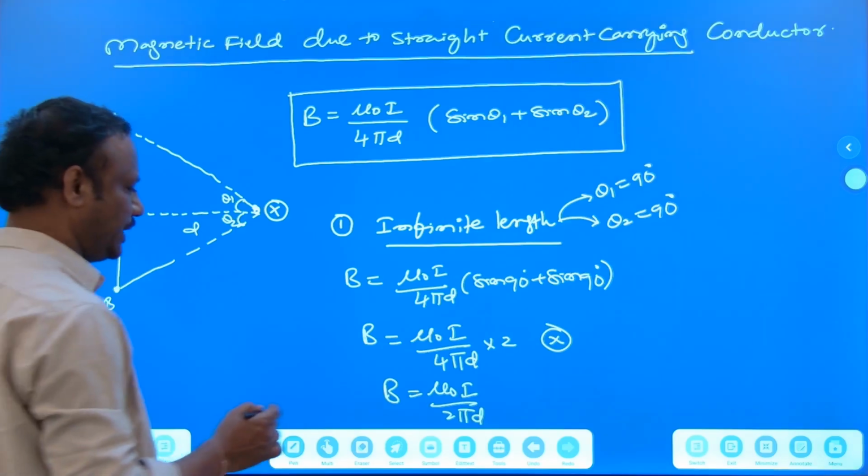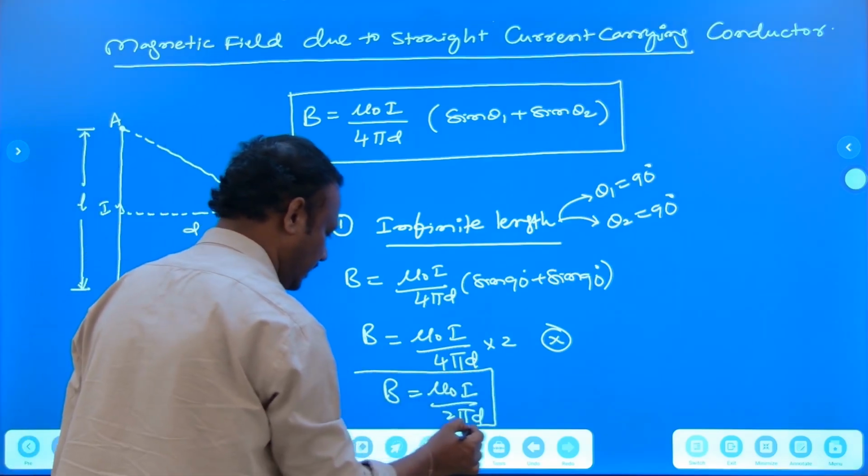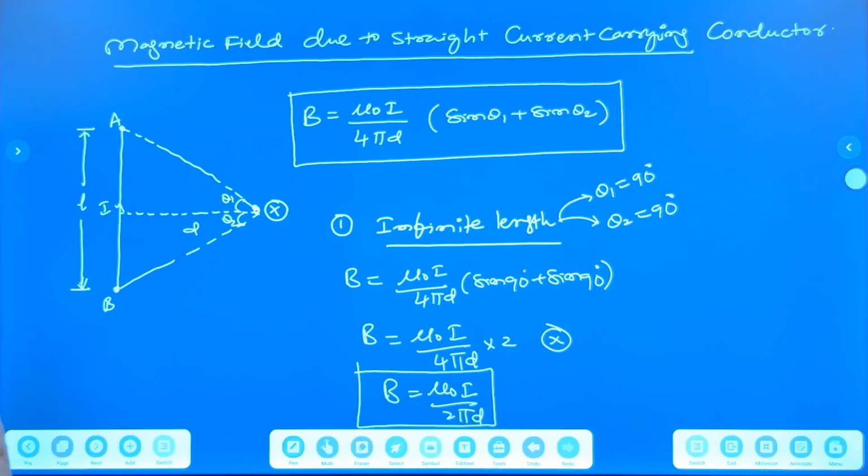Perpendicular distance means 2 pi r also we can write it. So this is the magnetic field due to an infinite straight wire.